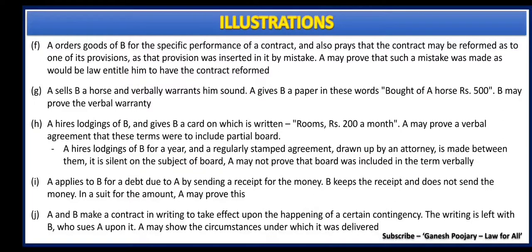Last two illustrations: where A applies to B for a debt due to A by sending a receipt for the money, and B keeps the receipt and does not send the money. Here A can sue for the amount and prove this. And lastly, A and B make a contract in writing to take effect upon the happening of a certain contingency, and the writing is left with B who sues A upon it at a later stage, and A may show the circumstances under which it was delivered. That is possible. This is all about the illustrations.